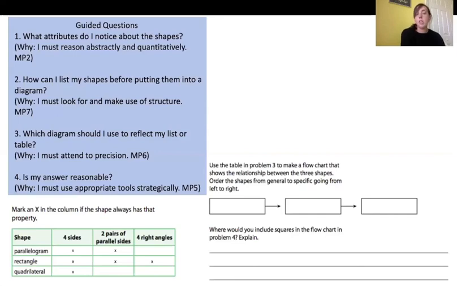So guided question 2, how can I list my shapes before putting them into the diagram? Well, if I just look at X's, I would say a quadrilateral is first, a parallelogram is second because there are 2 X's, and then a rectangle is going to be the most specific subcategory because all of those are X'd, okay? Which diagram should I use to reflect my list or table? That's guided question 3. Well, I'm going to use a flowchart because that's what they give me. So here I'm going to say quadrilateral, parallelogram, and rectangle. If you've gotten all of this right so far, then again, give me an air high five.